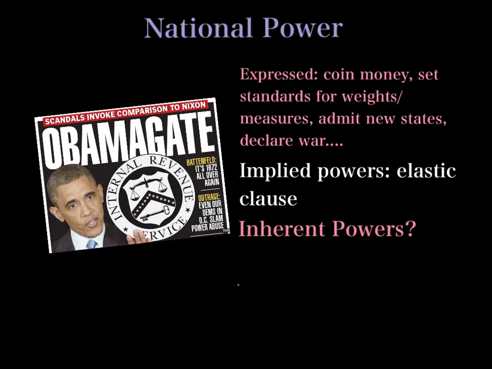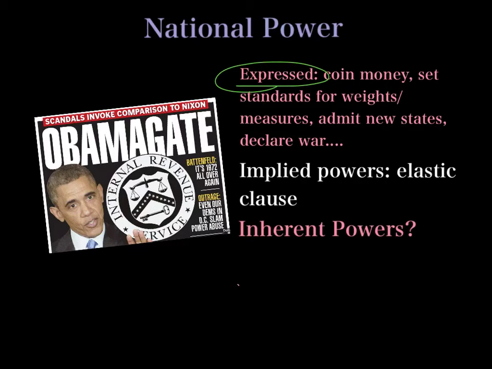Looking at national power, a lot of our national power, or the power of the national government, is given in Article 1, most of those powers in Congress, but also laid out in Article 2 and 3, and some of the other articles as well. National power exists in a few very different examples. One of those things is expressed power. So expressed power are things that are written. Congress has the power to coin money, set standards for weights and measures, the power to admit new states, the power to declare war, etc.